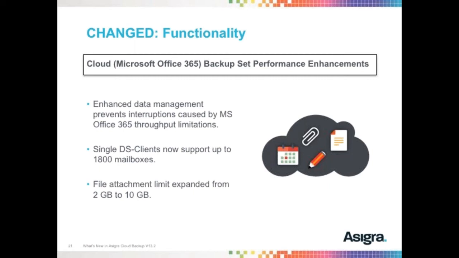And a quick two updates in terms of performance. A single DS client can support up to 1,800 mailboxes. And we lifted a file attachment limitation from 2 gigs to 10 gigs.